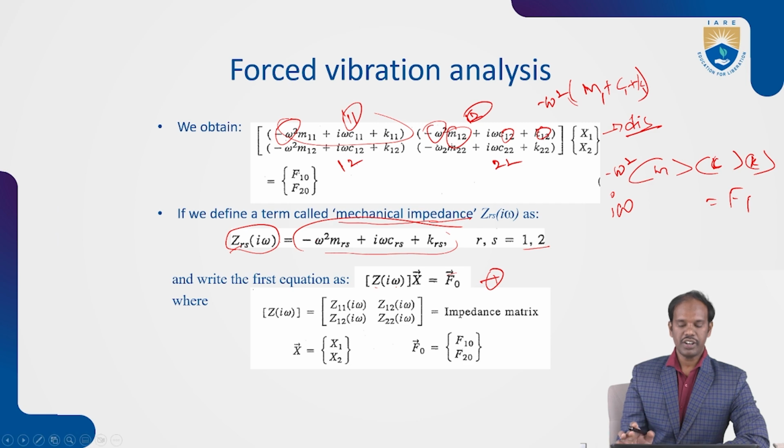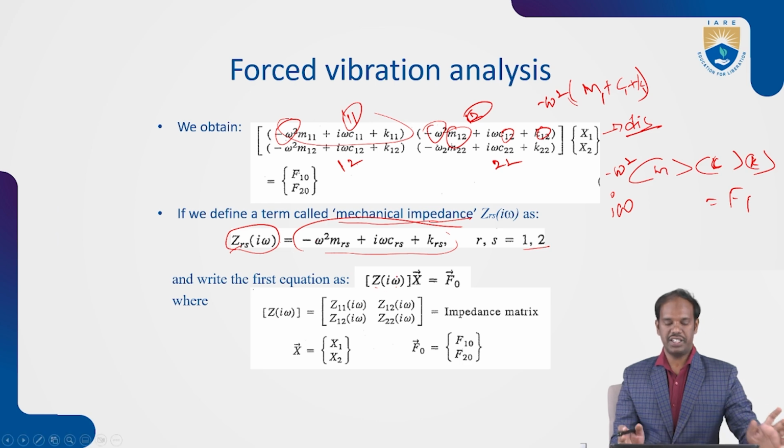And now all these equation elements we have written in terms of Z of rs of i omega, which we have written as minus omega squared m_rs plus i omega c_rs plus k_rs. Just remember this equation as the mechanical impedance. So we have replaced all these things into this Z of i omega times x bar, which will be given as the forces.